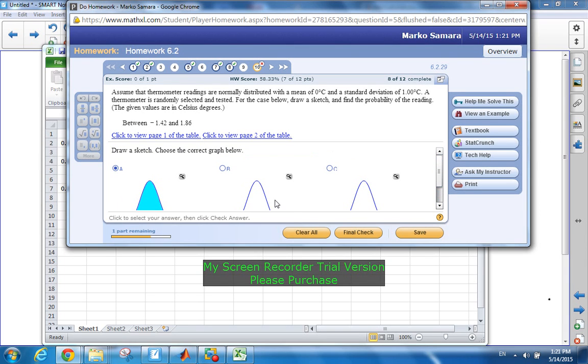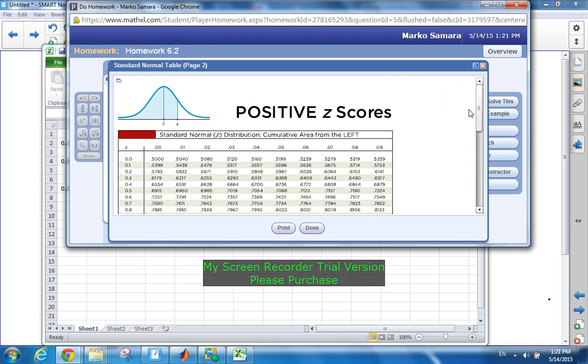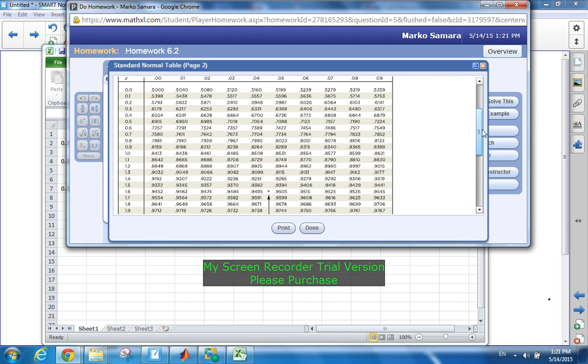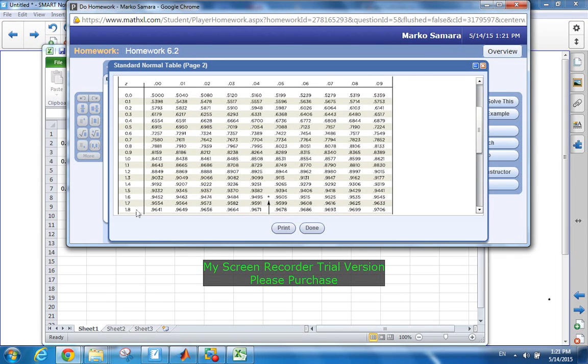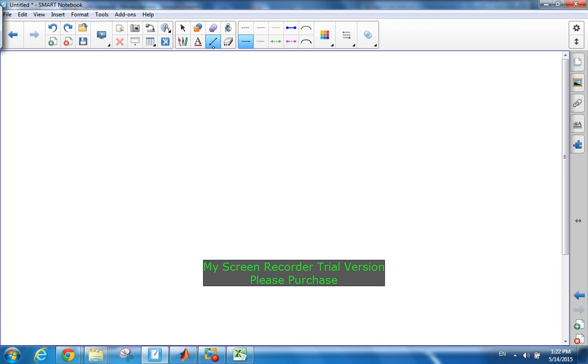So we answer, excellent. Okay, and now the probability. What's the probability? Well, again, we can use z-scores. For 1.86 we can use the table. So here is 1.80 and 6. Here is the count, 0.9686.